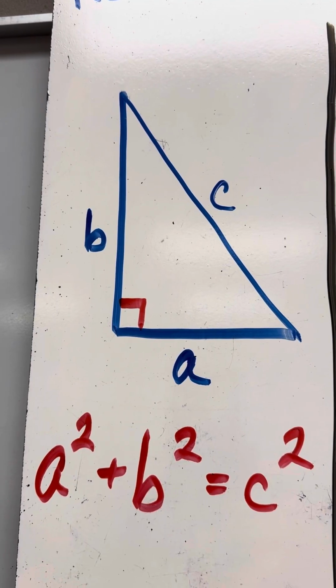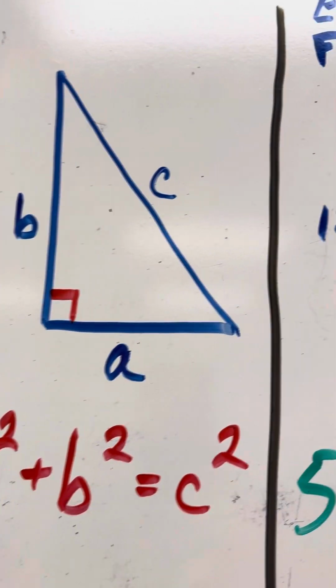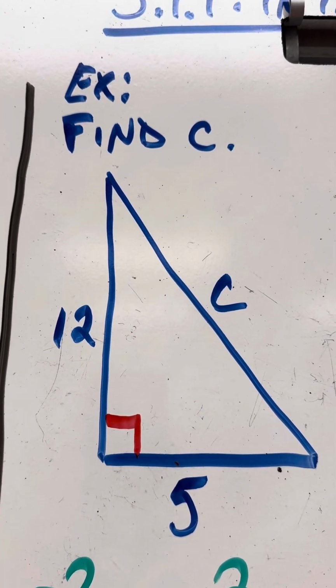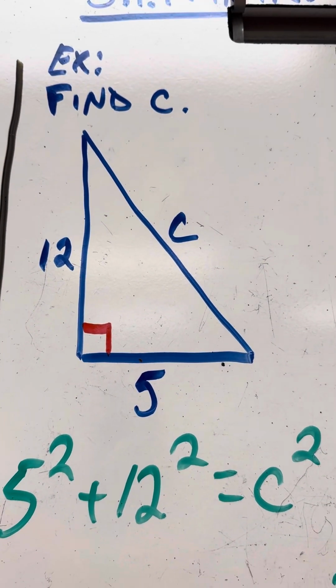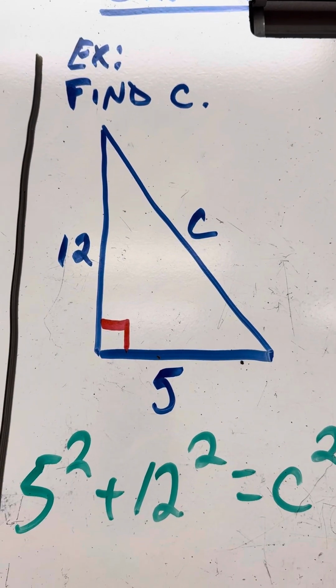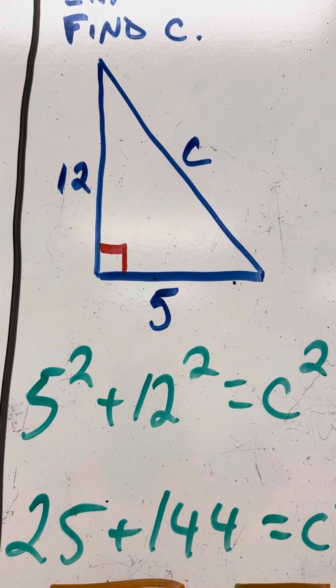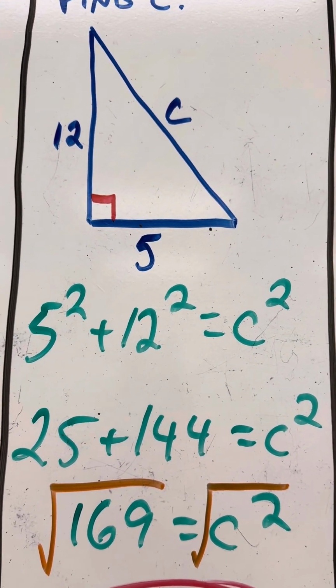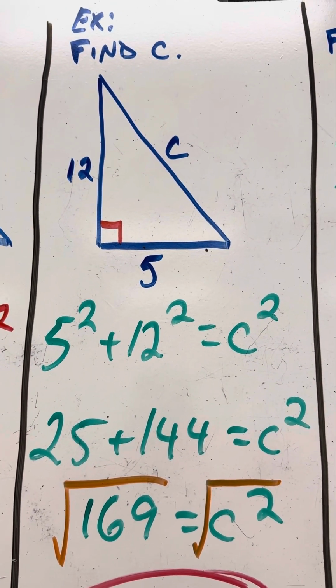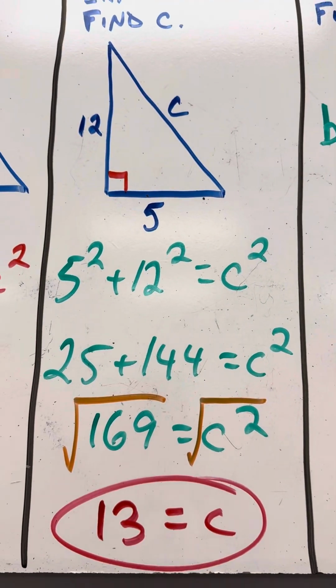For example, if I wanted to find C, I would take 5 squared plus 12 squared equals C squared. I would do 25 plus 144, and I would get 169 equals C squared. But I want C, so I take the square root of both sides and get 13.